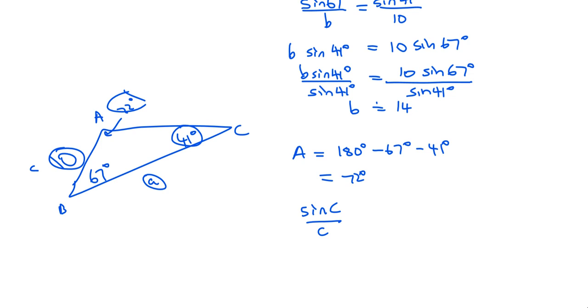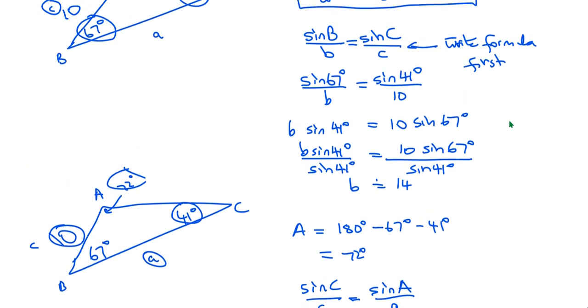Sorry, the side across from it, which is little c, that's given to me. And now with the A's, I have the angle across, and I'm looking for the little a. So let's put in the numbers. Sine 41 degrees over 10 equals sine 72 degrees over little a, cross multiply, and so on. Okay, just like the example above.